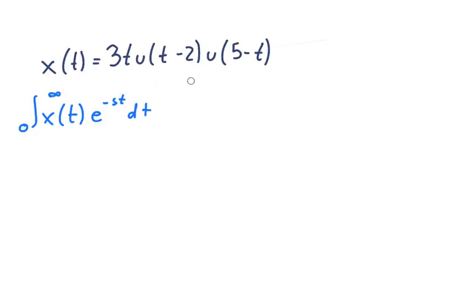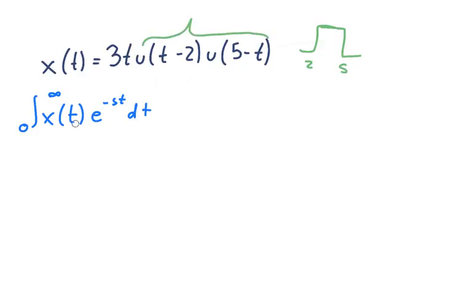Hey guys, I'm going to be showing you how to do the Laplace transform by definition. So when you have a function x of t like we have here, and in our case it's equal to 3t times a unit step at 2 times the reflection of the unit step at 5, so basically something that looks like this. That's what this part of the function is here.